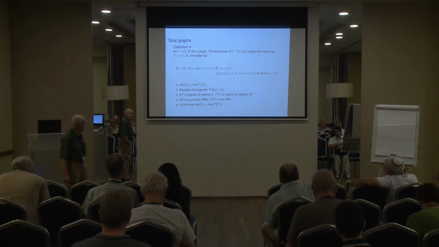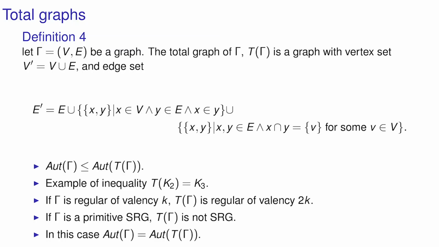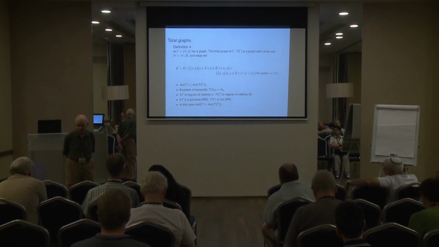So first of all, I have to explain what a total graph means. The formal definition is written here, but let's explain this in words. I believe it's much easier. So we have the initial graph. Yes, we are working with a simple graph. And the vertices of the total graph are the vertices and edges of the initial graph.